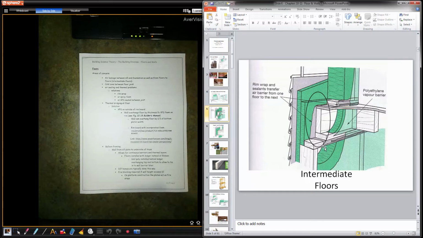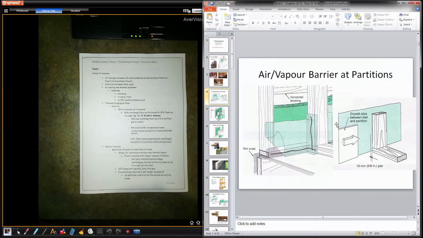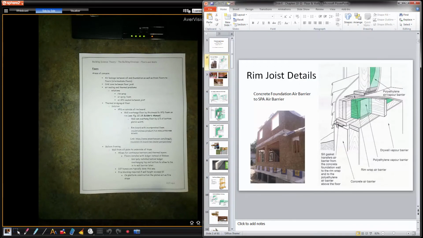Cold zone between floor joists. How do we treat that? We insulate. There's a bunch of different options there. Going back to the first slide, for a cold zone in that floor system, we can use batt insulation, we can use styrofoam, we could use spray foam. It also has to be covered with a vapor barrier.